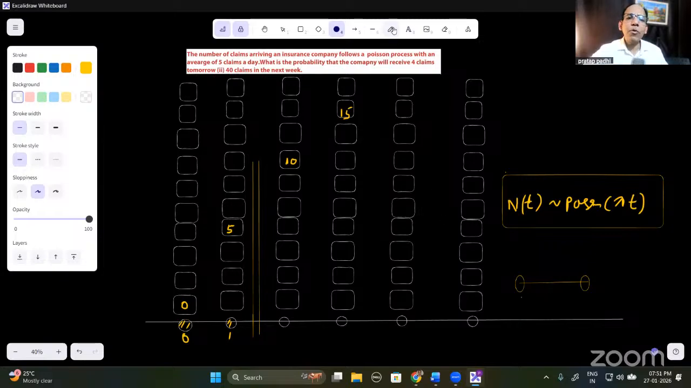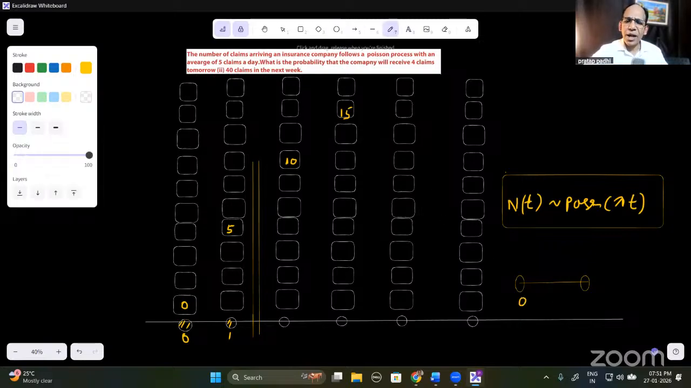Suppose you are worrying only about 2 days. You are not worrying about 3 days, 4 days, 5 days, 10 days, 1 year. You are only thinking about 2 days. Okay, in 2 days, N(t) I can write N(2), N in bracket 2, or directly I'll write X. What is X here? X is N(2). What is N(2)? I'm talking about 2 days only, up to 2. X will follow a Poisson distribution.